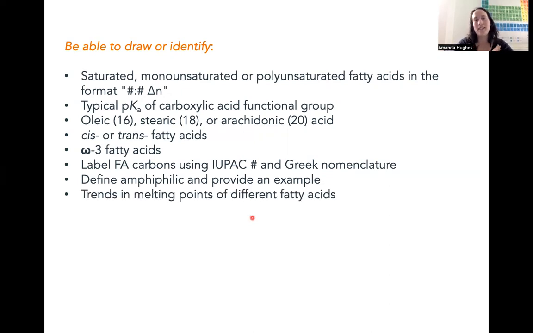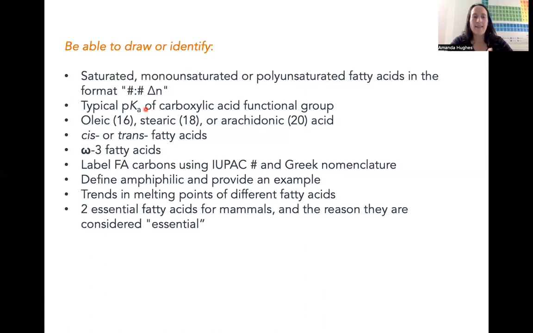And then you should be able to identify trends in melting points of different fatty acids based on their structure or based on descriptors I tell you. Like maybe I just tell you the numbers and the delta n, and then I want you to tell me which one has the lower melting point, which one's more likely to be solid at room temp. And then be able to recall the 2 essential fatty acids for mammals and the reason why they're considered essential for our lives. And that concludes my video about fatty acid nomenclature.